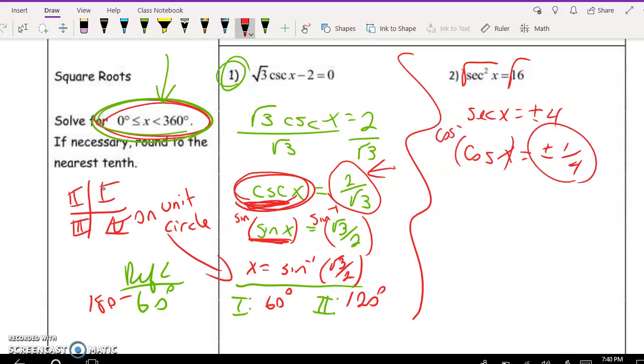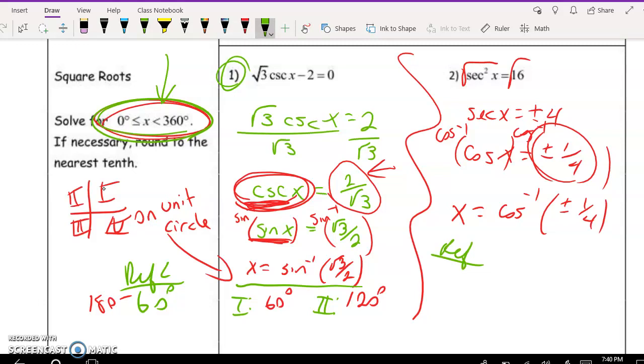Because when I do this, I'm going to get x equals cosine inverse of plus or minus 1/4. So what I always do is find my reference angle. And don't forget, guys, you're going to have to change it to degrees. I almost forgot that. Okay, so cosine inverse of 1/4 is going to be 75.52 degrees. So I know that's my answer to quadrant 1. So go ahead and do the other 3 quadrants and see if you can get the answers.